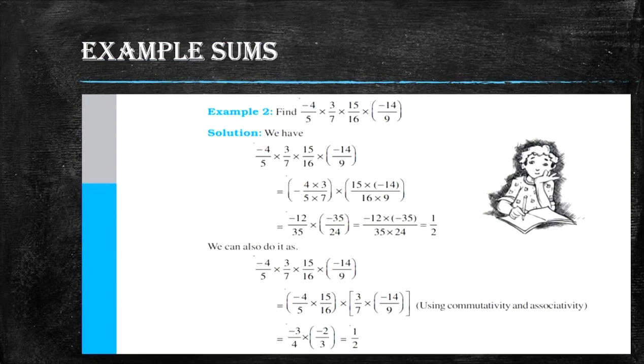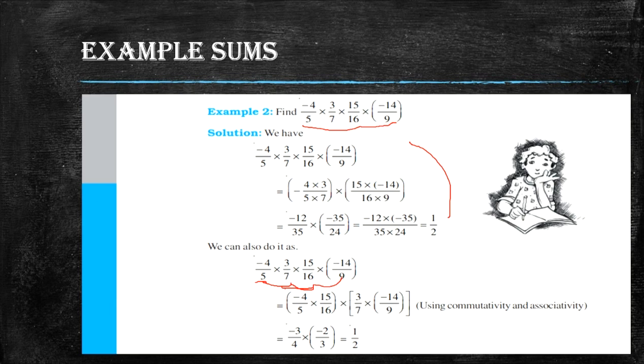Let's see another example. Find minus 4 by 5 into 3 by 7 into 15 by 16 into minus 14 by 9. This is the lengthy process. I'll take you through the alternate method. This is the question. Now first check the denominators: 5, 7, 16, 9. See, they don't have any matches. Okay, 5, 7, 16, 9, they are completely different.